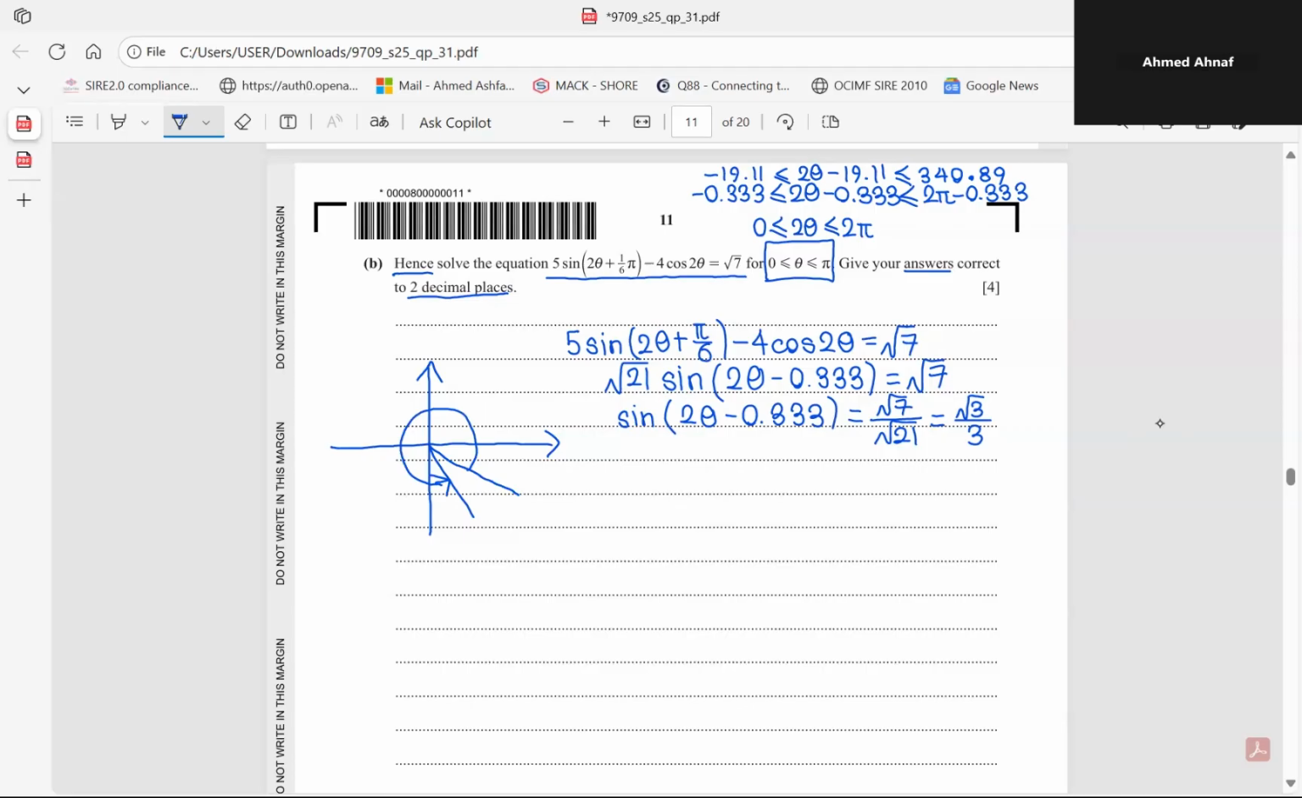As we know, the first quadrant is A, the second is S, the third is T, and the fourth is C. The first quadrant is A, so our sine value is positive. Same for the second one because it's S, while the third and fourth are not positive for sine. Since our sine value is positive, we cannot accept answers from these ranges, so we can only work with the second and first range.